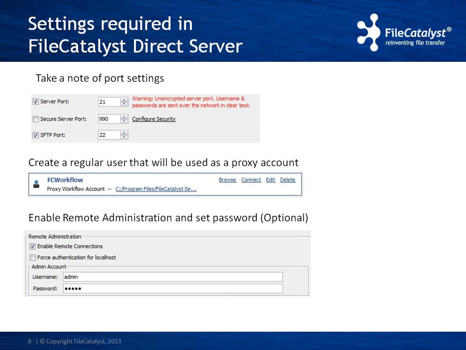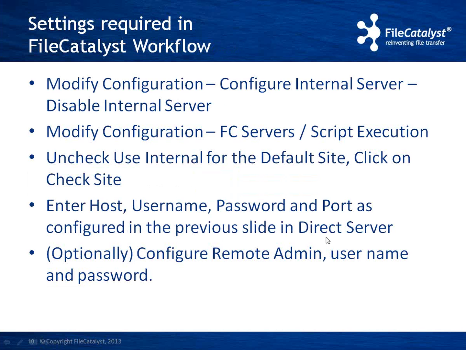And this proxy account will be used for exchanging UDP traffic and making sure that everything is mapped properly. So you need that. Basically, it's just a regular account on the Direct server. And finally, you need to enable remote administration on your Direct server, so Workflow can connect remotely to that server, and for example, set up a new user account. Or if you want to administer Direct via Workflow, you can do that as well. But this is optional, and I'll get into my demo in a minute.